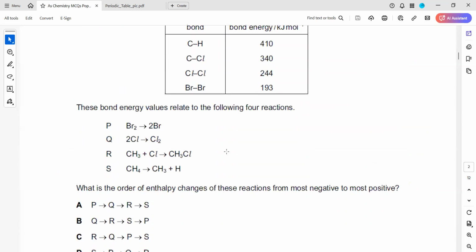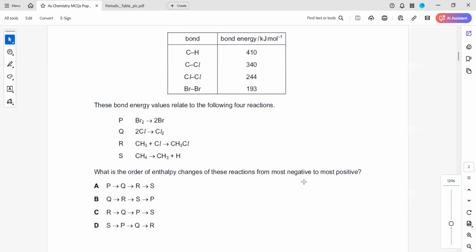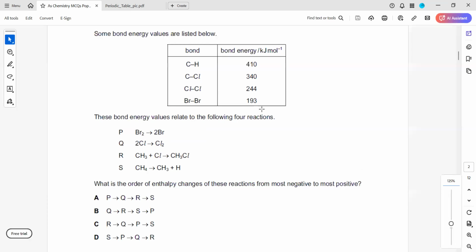In question 2, what is the order of enthalpy change from most negative to most positive? First thing: bond breaking is endothermic and bond forming is exothermic. So this is bond breaking, so this will be endothermic. This is bond forming, chlorine atoms are forming a bond here. This is also bond forming, and this is bond breaking.